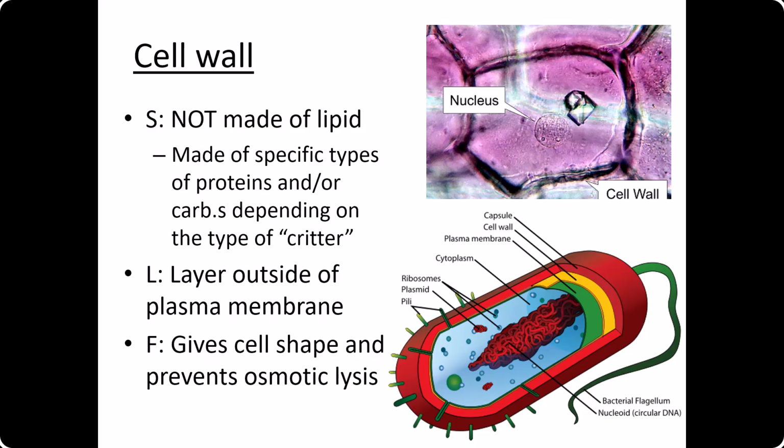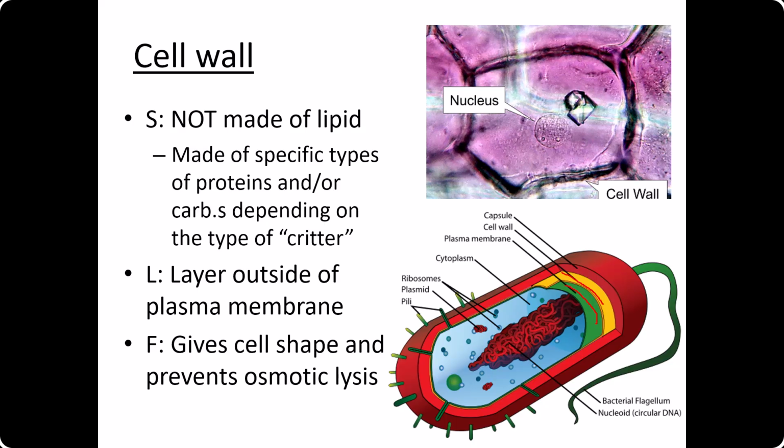So all living cells have a cell membrane, then they can have a cell wall outside of that cell membrane. So this is important because it gives the cell additional shape. Like for example, prokaryotic organisms have a relatively simple cytoskeleton, but they have these cell walls to give them their distinctive shapes. It also prevents osmotic lysis.